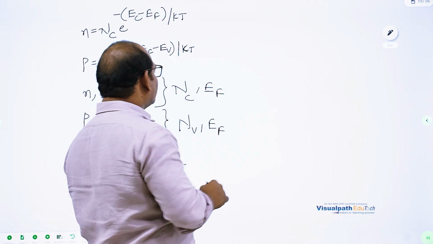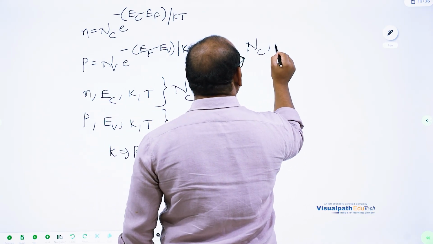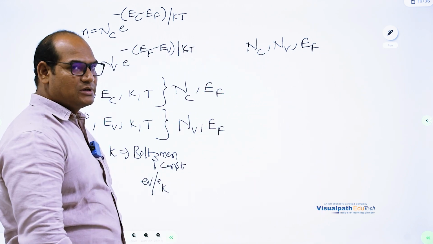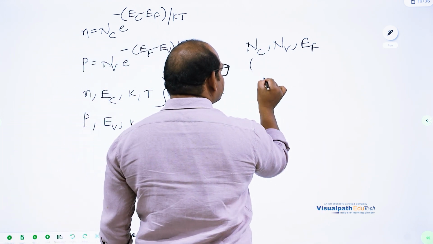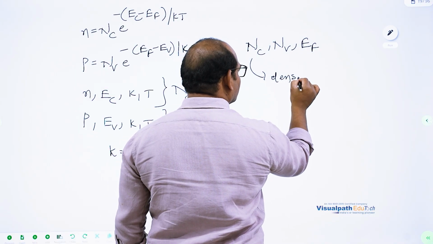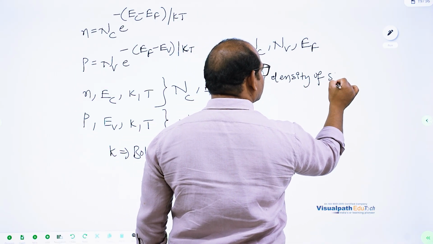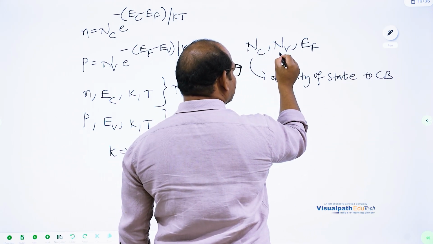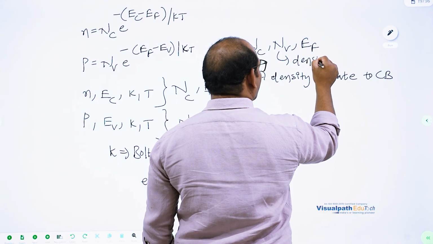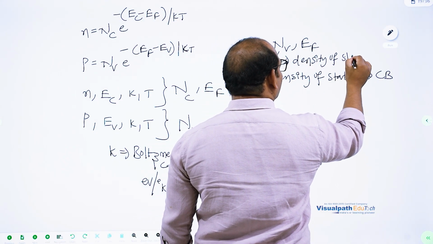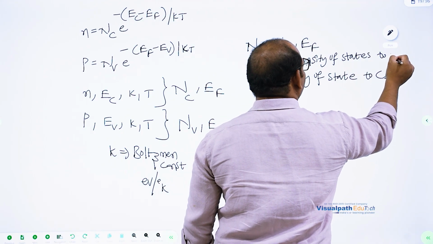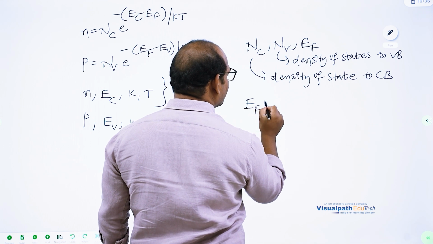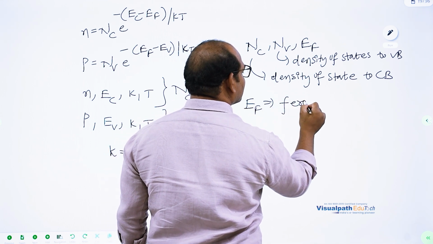So, three unknowns are there completely: Nc, Nv and Ef. These are the three unknowns available here. We are going to see them. Nc is the density of states related to the conduction band, and Nv is the density of states related to the valency band. Then what about Ef? Ef is the Fermi energy level.